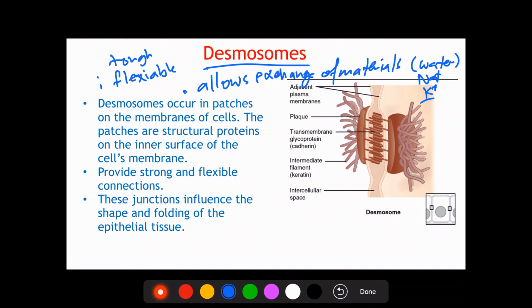And desmosomes, for example, are very abundant in skin. For example, if you go to the beach and you get some sunburn, a few days after that your skin would start to peel, and it will be like layers of skin of dead cells. These layers, these dead cells, are still attached to each other because of desmosomes. Okay, so that's how tough desmosomes are.